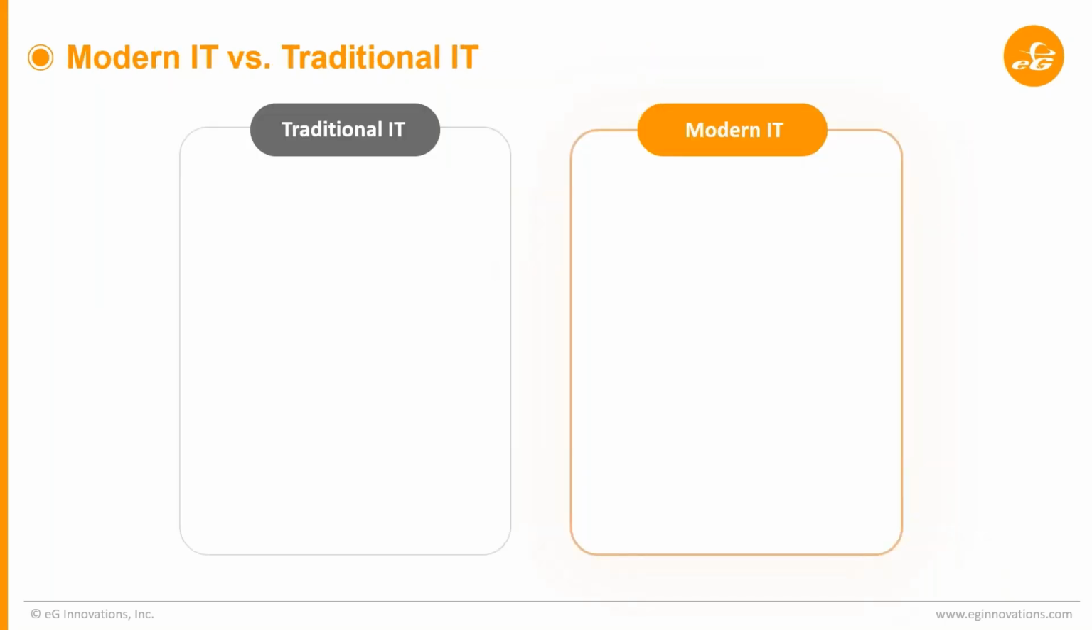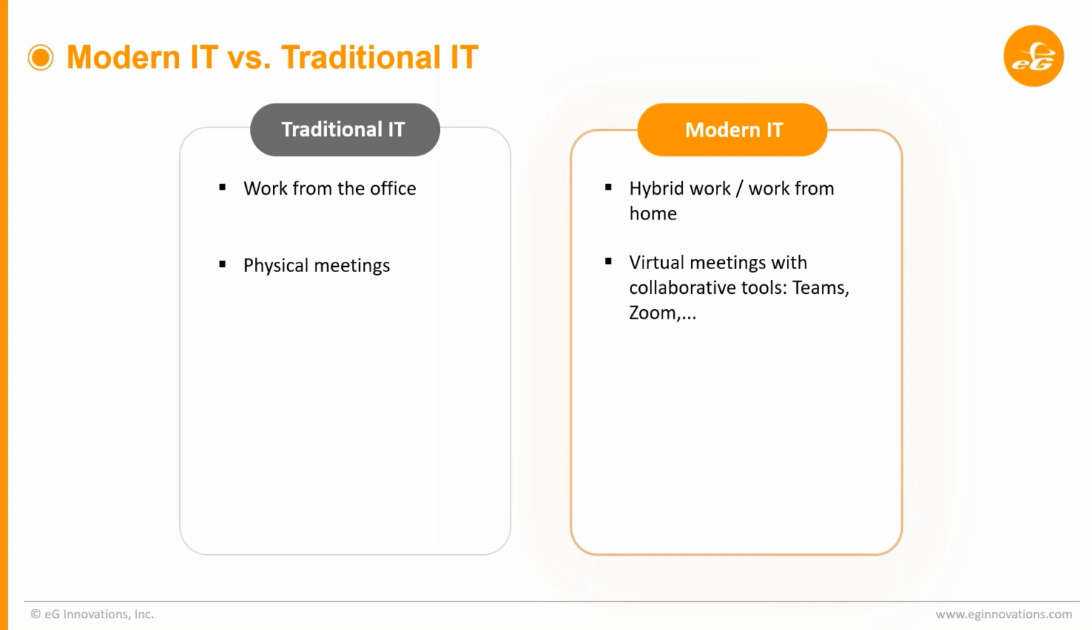So let's compare how traditional IT used to be and how modern IT has evolved. Traditional IT used to be predominantly work from the office. Modern IT these days is about hybrid work styles. Either some portion of your workforce works from the office, some portion remote, and there have been situations in the recent past where the majority of your users have had to work from home.